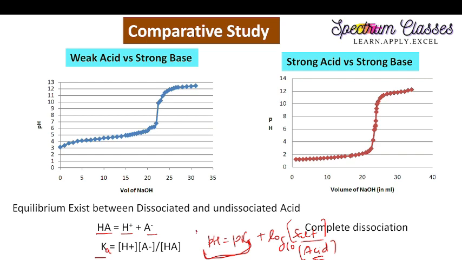So this is how we come to know the acid dissociation constant for this weak acid, and similarly we can determine the dissociation constant for a weak base. Now the comparison. Here are the comparisons. This is the graph for strong acid versus strong base, so here we have HCl versus NaOH, right? And in this case we have acetic acid versus NaOH.